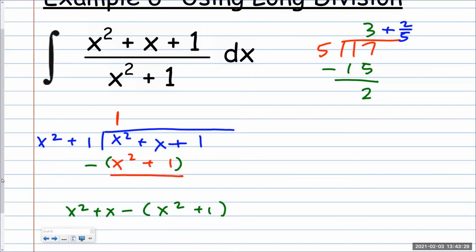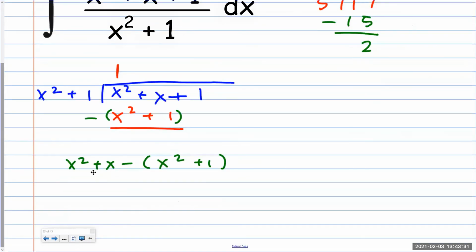Okay, then what I'm going to do is I'm going to distribute this negative. So what I get is x squared plus x minus x squared minus 1. And do you see that that answer is x minus 1? Okay, so that's what I get here, x minus 1. I actually don't write all this out, but I'm writing it out to show you guys why it's so hard. But if you write it out horizontally, it's a lot easier to understand. Okay, so I get x minus 1.